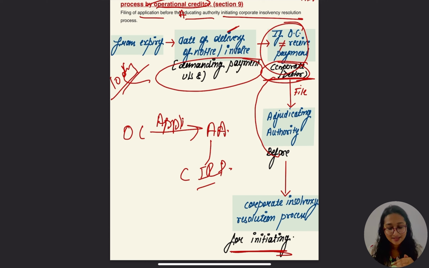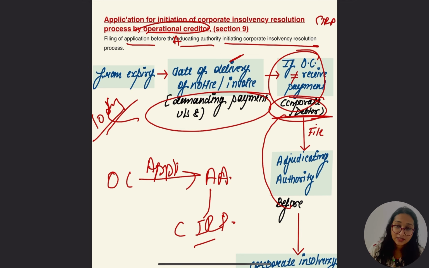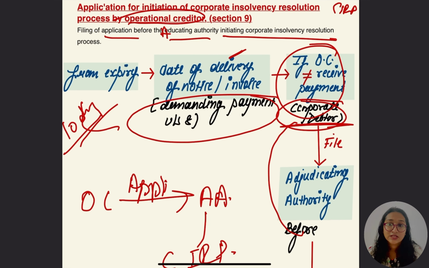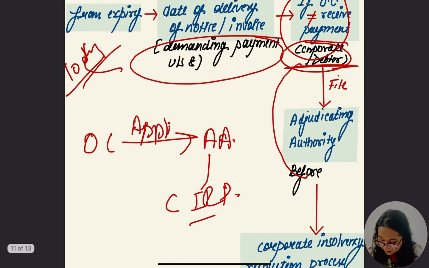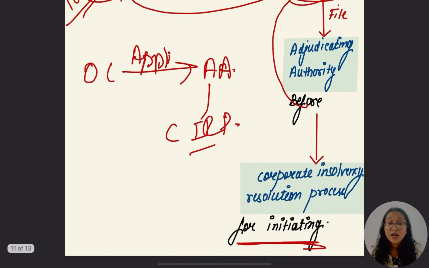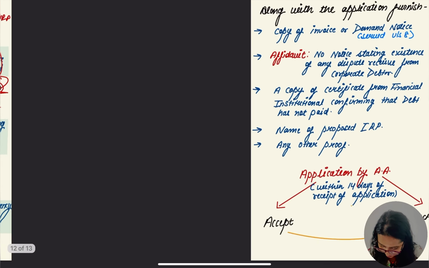Who is the boss here? The adjudicating authority is boss here. So hope this point was clear. From the expiry of the receipt of what? The demand notice, date of delivery of notice and invoice under section 8, demanding payment under section 8, if the operational creditor does not receive any payment by the corporate debtor, can go and file the application to whom? The adjudicating authority, and to initiate what? Corporate insolvency resolution process. Hope this point was also clear.